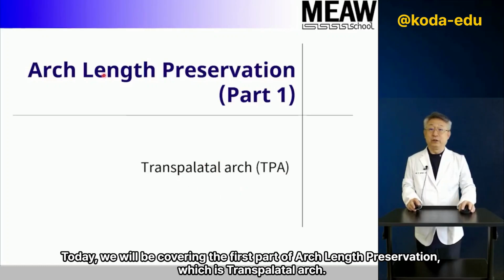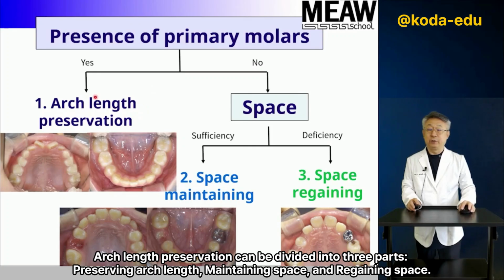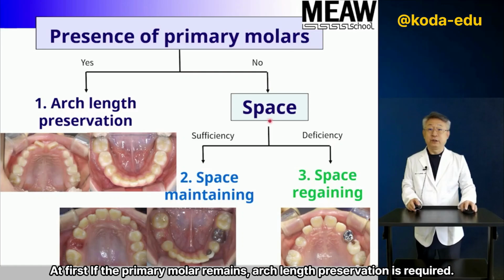Today, we will be covering the first part of arch length preservation, which is transpalatal arch. Arch length preservation can be divided into three parts: preserving arch length, maintaining space, and regaining space. At first, if the primary molar remains, arch length preservation is required.